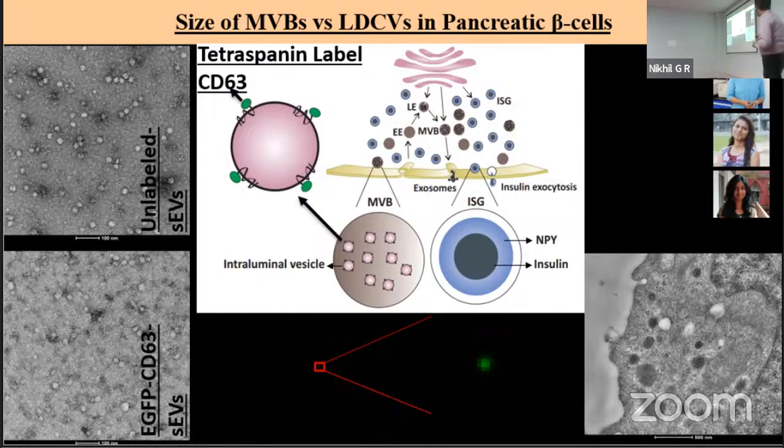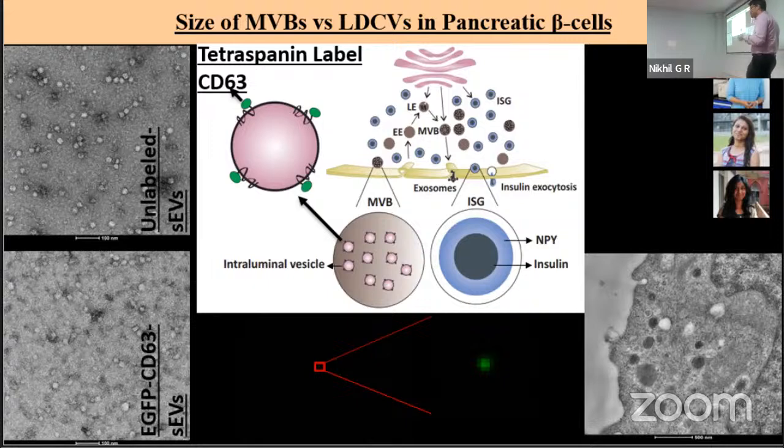So in the beta cells itself, apart from the insulin granule, which is depicted here, there's also something called extracellular vesicles. Extracellular vesicles exist in all cell types, so this is a common phenomenon. But here as well, we could see this. And this is the EM showing that they exist. This is the first time we have been able to visualize them.